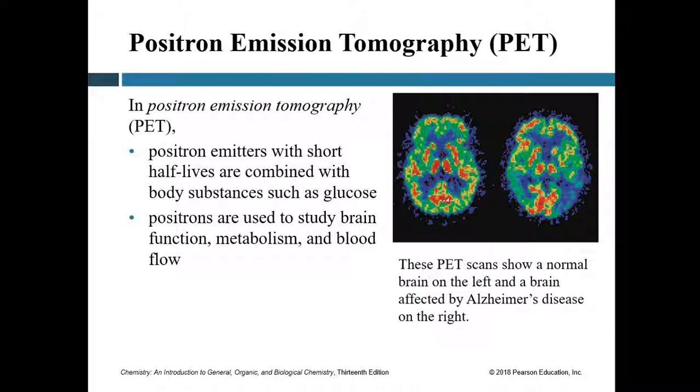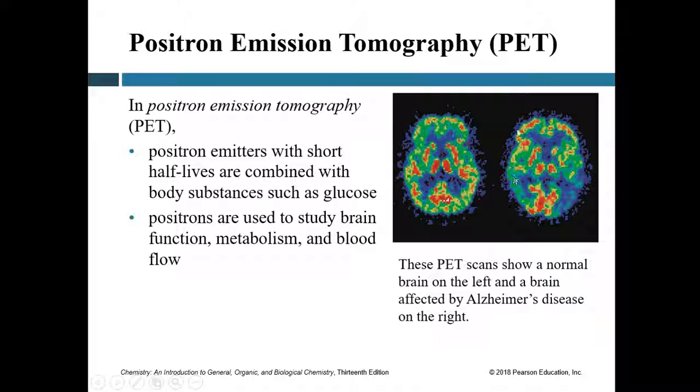Now in a PET scan, let's look at the name of what a PET scan is, positron emission tomography. Oh, positron, you know what that is. We just talked about it a couple of sections ago. So in a PET scan, positron emitters with short half-lives are combined with body substances, such as glucose. Positrons are used to study brain function, metabolism, and blood flow.